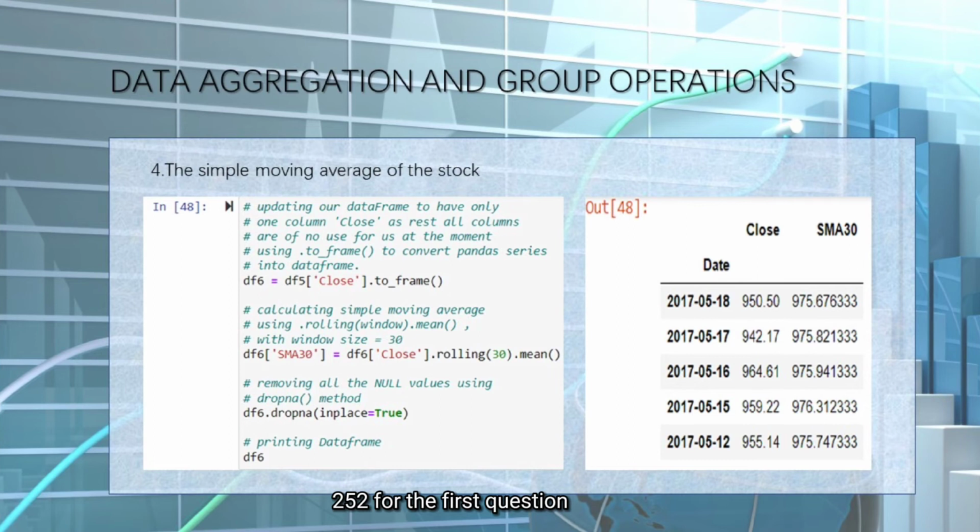For the fourth question, the simple moving average of the stock. The simple moving average is a straightforward technical indicator that is obtained by summing the recent data points in a given set and dividing the total by the number of time periods.